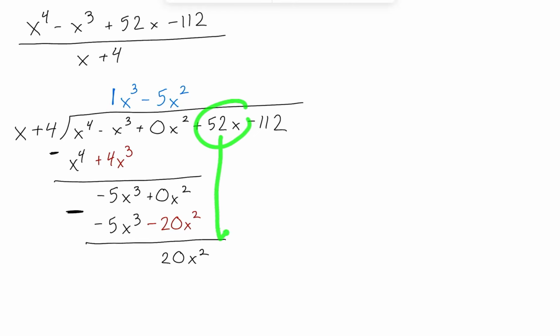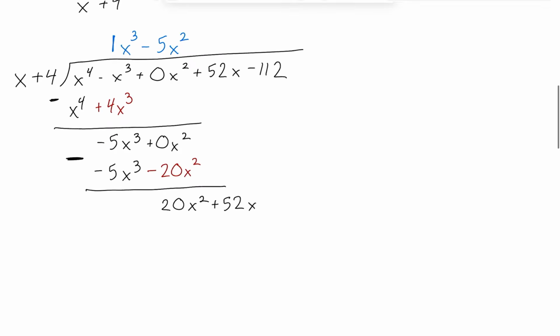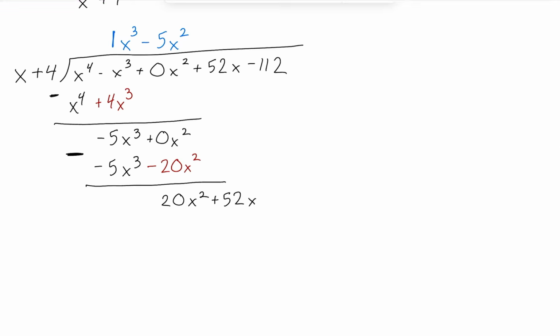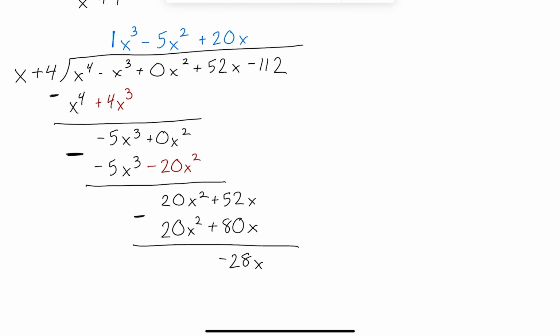We'll bring down the next term because now we're ready to consider 2 terms because there's 2 terms in the divisor. And then we repeat the process. The first term in my divisor, x, times 20x will give me the 20x squared. And then again, I repeat, multiply 20x by every term in the divisor. You get 20x squared plus 80x. Subtract it, and you're going to get negative 28x. Bring down the next term, and then we repeat the process.